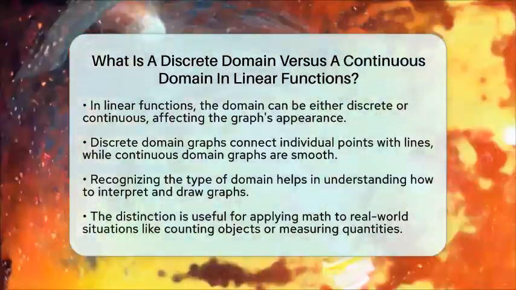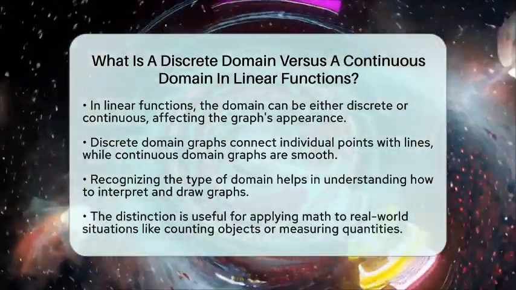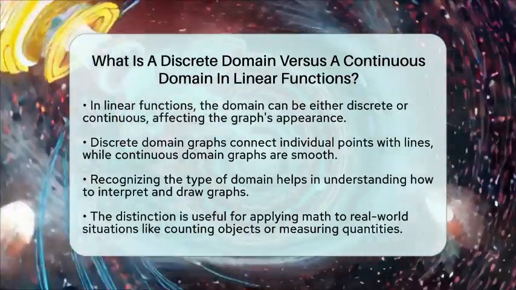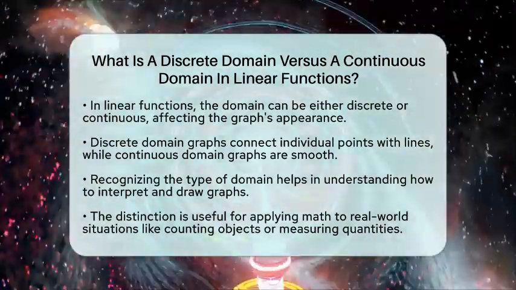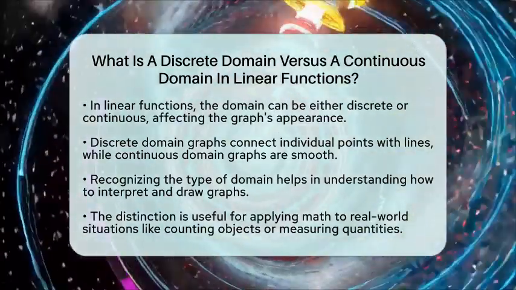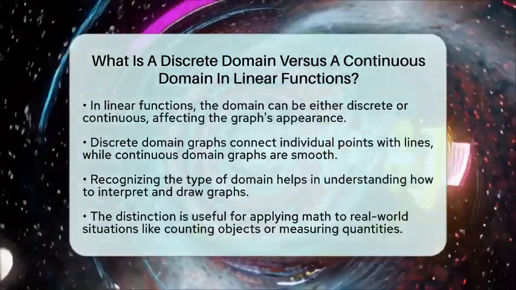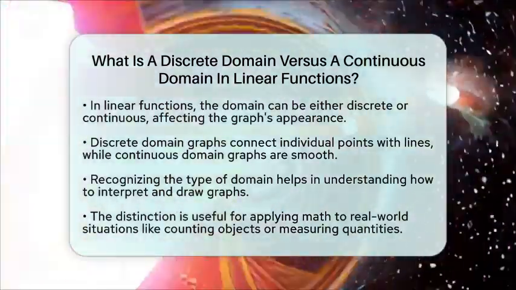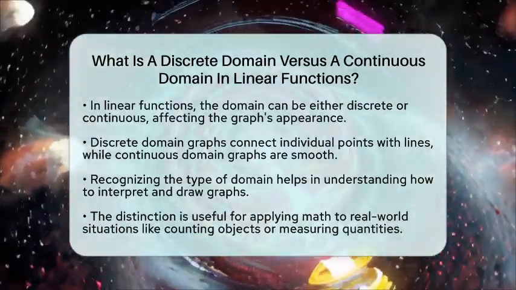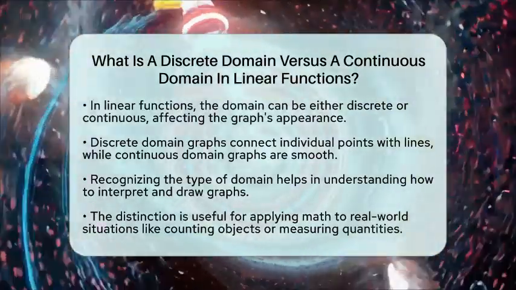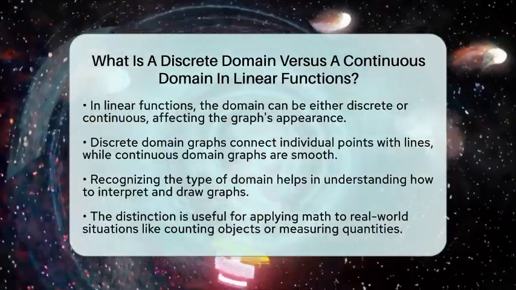To sum up, a discrete domain has separate, individual values, often integers, and the graph shows points. A continuous domain includes all values within a range, including fractions, and the graph is a smooth, unbroken line. Recognizing this difference makes it easier to understand how linear functions work and how they relate to real-life problems.